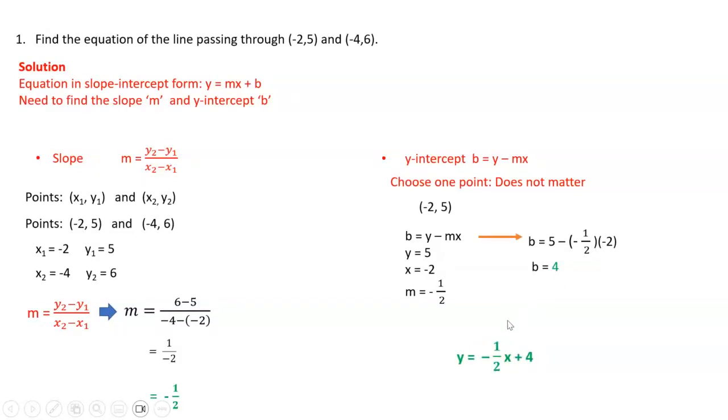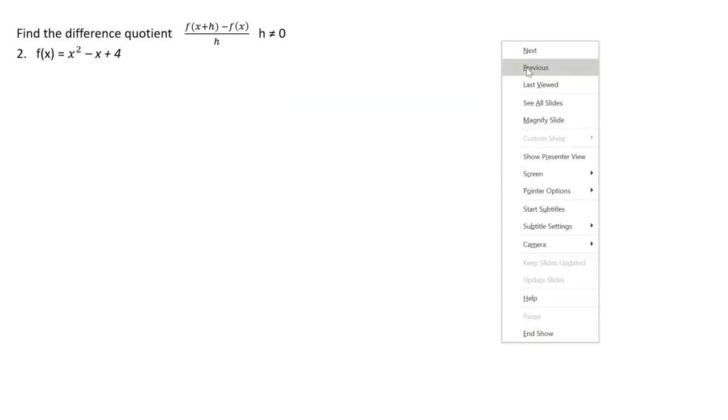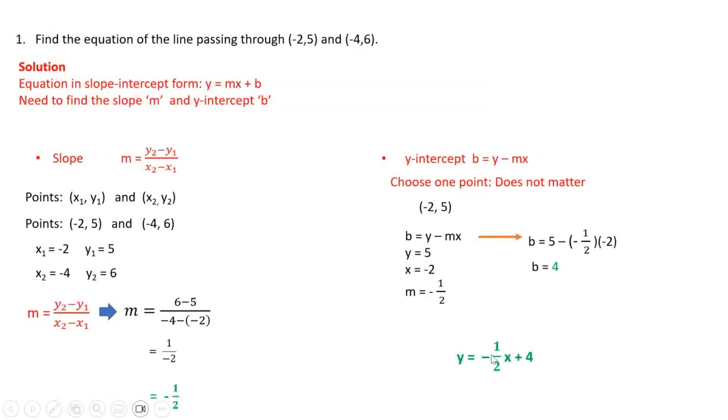So all I do is plug in negative 1/2 for m, and 4 for b, and that's my equation. Let me go back real quick. So my answer will be y equals negative 1/2 x plus 4.